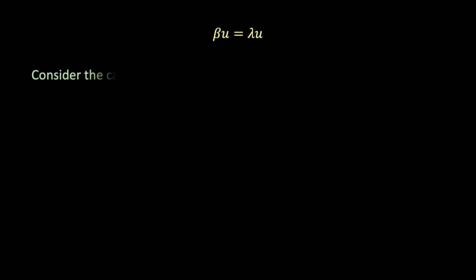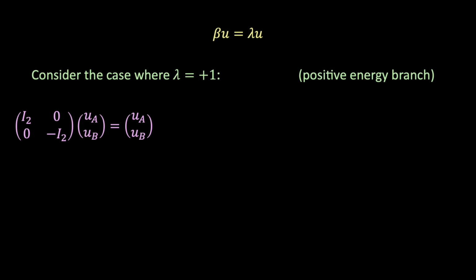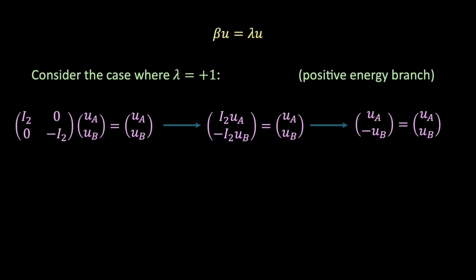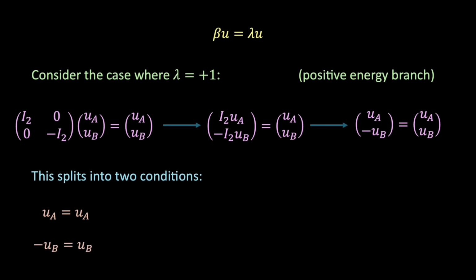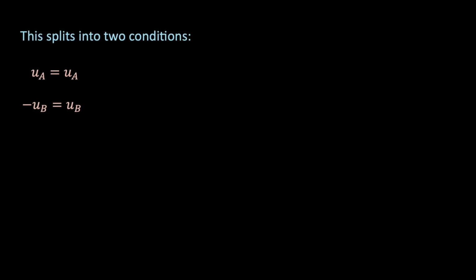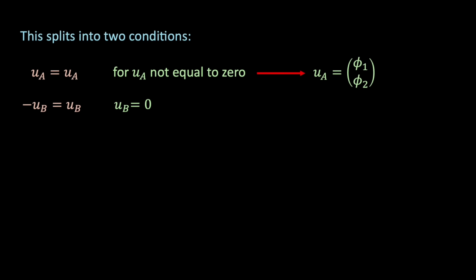Okay, so let's now zoom in on the lambda equals plus 1 eigenvalue corresponding to the positive energy branch. If we write out our equation in block form and multiply through and simplify, we see that we end up with two conditions, UA equals UA and minus UB equals UB. We see that the second condition immediately implies that UB equals 0, whereas for UA not equal to 0, we can write UA as a column of two complex components.